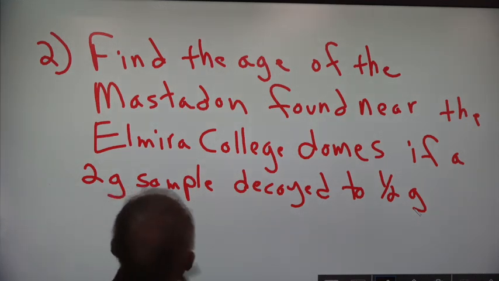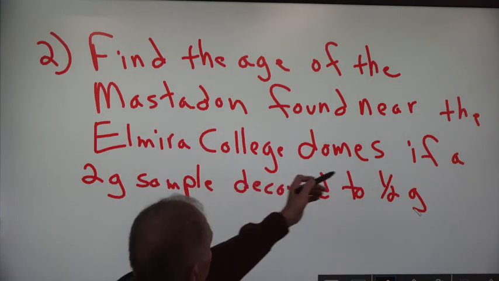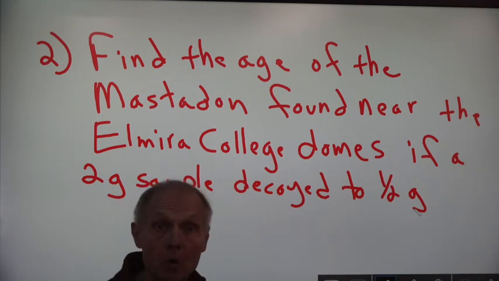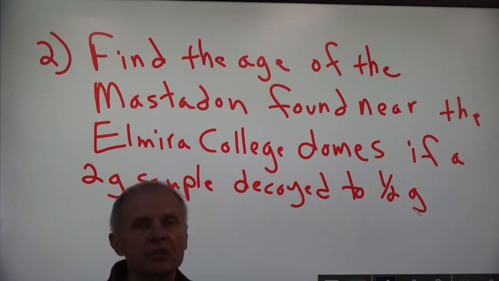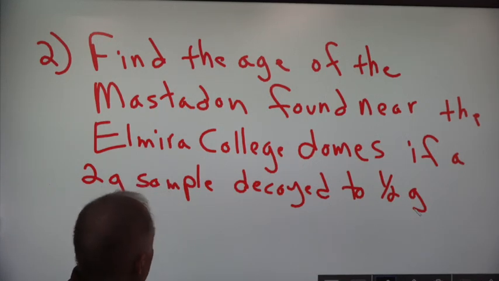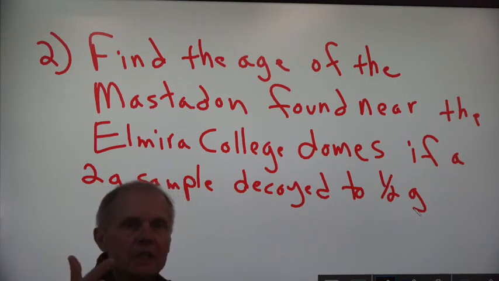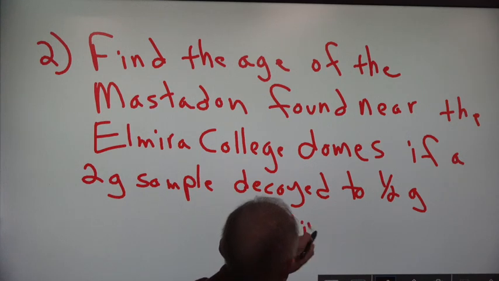So, find the age of the mastodon found near the Elmira College domes if a 2-gram sample decayed to 1/2 gram. So, once again, I started out with grams, I gave you grams. So you can use your fingers to find out how many half-lives. Remember, every half-life problem, you've got to find out how many half-lives. So, 2 went to 1, 1 went to 1/2. So this had 2 half-lives.